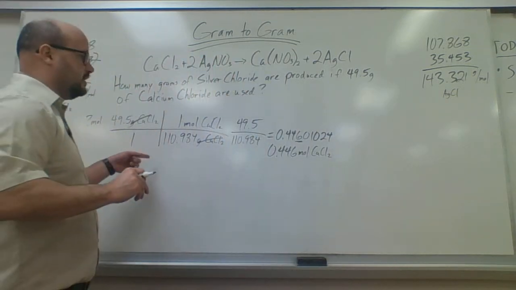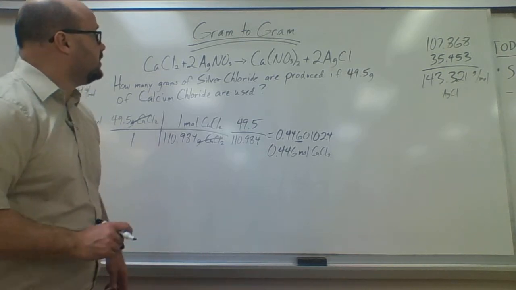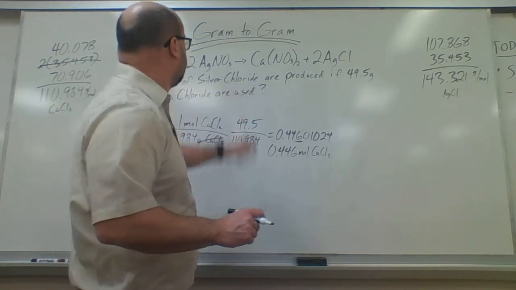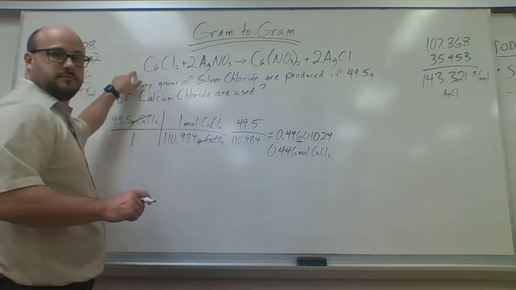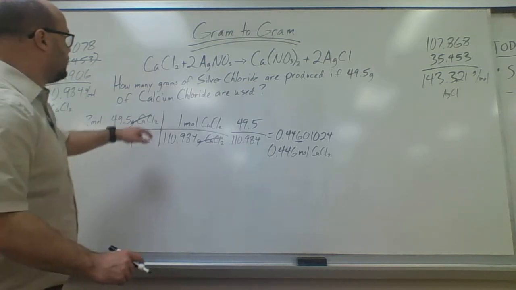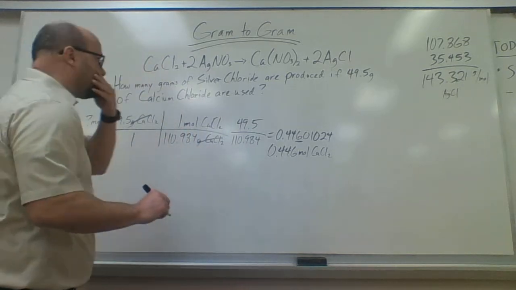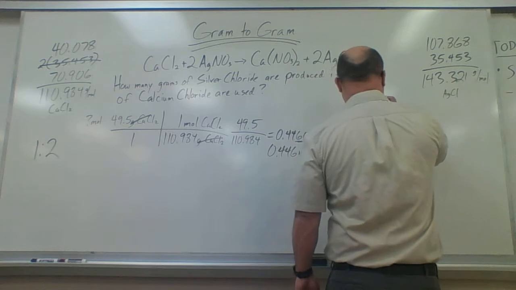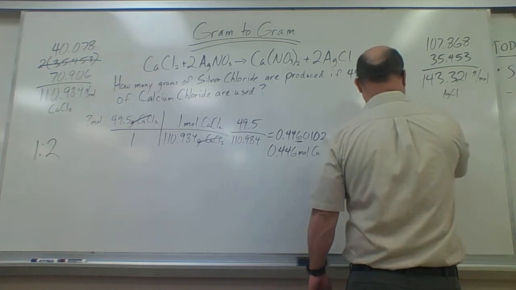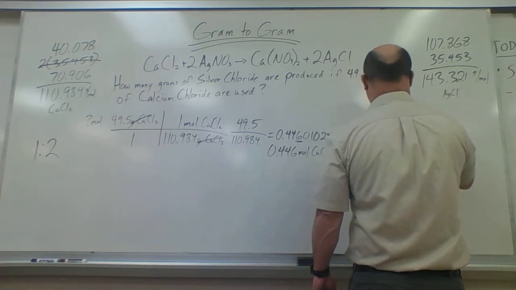Okay, first step done. Now on to the mole to mole conversion. Identify your ratio first. What's our ratio? We're trying to go from calcium chloride to silver chloride. So find our calcium chloride. Remember, there's no coefficient. That's a 1. So our ratio is going to be 1. And we're trying to find out silver chloride, which is 2. So 1 to 2. So now I go back over here. We have 1 mole of calcium chloride to every 2 moles of silver chloride.